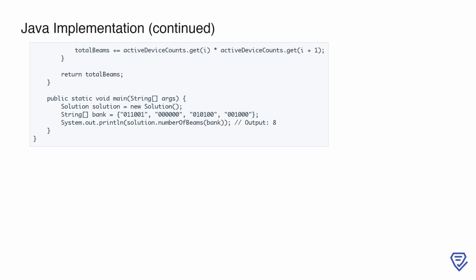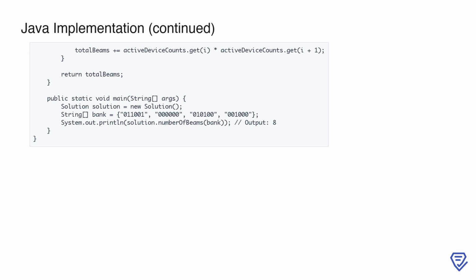In the main method, we test the implementation with a sample input 011001, 000000, 010100, 001000. The rows with active devices have their beams calculated to give a total output of 8. This demonstrates how the solution works end-to-end, counting devices, filtering rows, and summing up the beams in the bank.